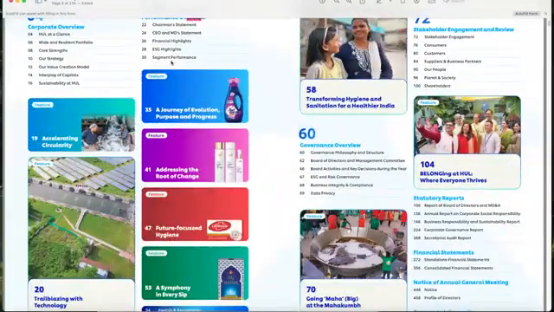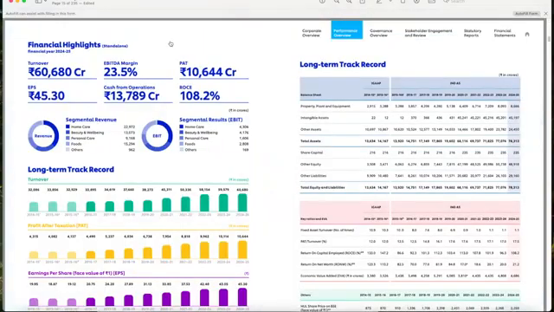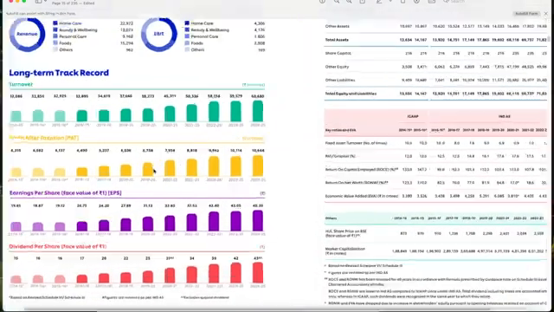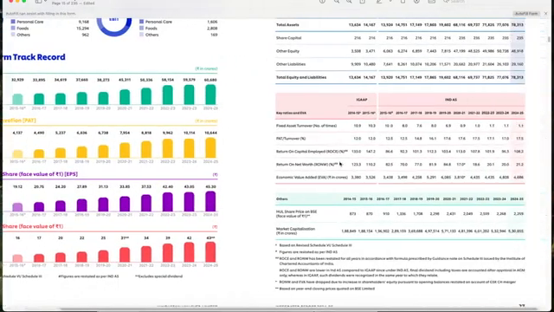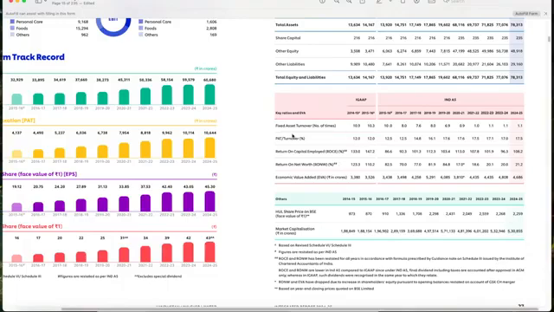Okay, so in this you can see we have something called financial highlights. If you go to financial highlights, you can see basic ratios which are given. Dividend per share, earning per share. Other than that, you have fixed asset turnover, PAT turnover, return on capital employed, return on net worth.